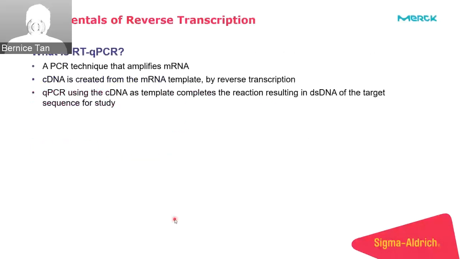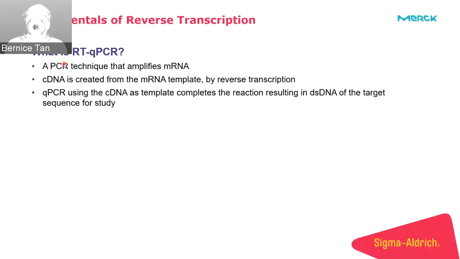I mentioned before that if you're starting with RNA instead of DNA, you need to first convert the RNA into cDNA by a process called reverse transcription in order for qPCR detection. This can be done using a process called RT-qPCR. RT-qPCR stands for reverse transcription quantitative PCR. Basically, it's a technique that allows you to amplify messenger RNA, where cDNA is created from mRNA, and then that cDNA is used as a template for qPCR detection.